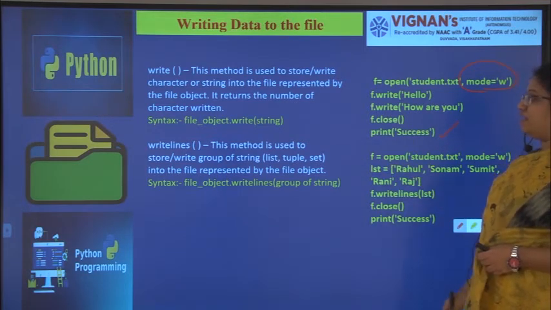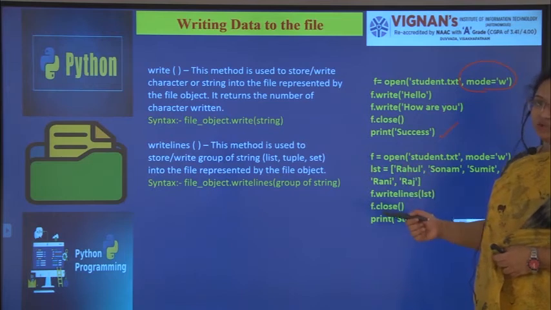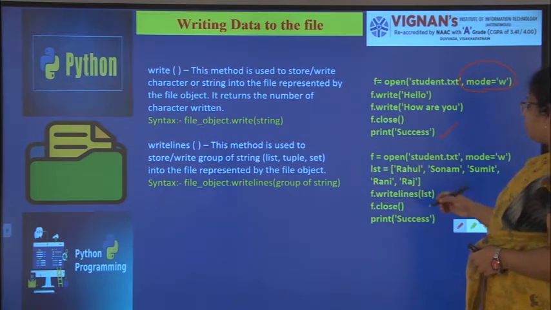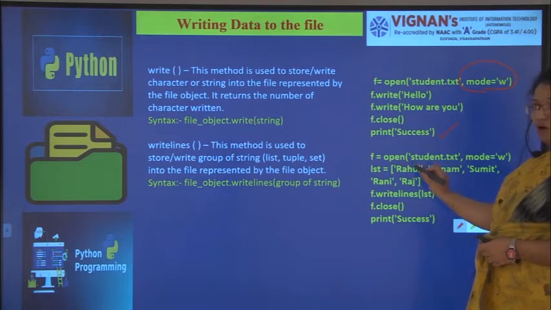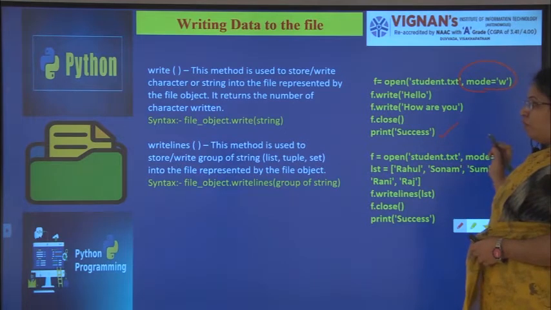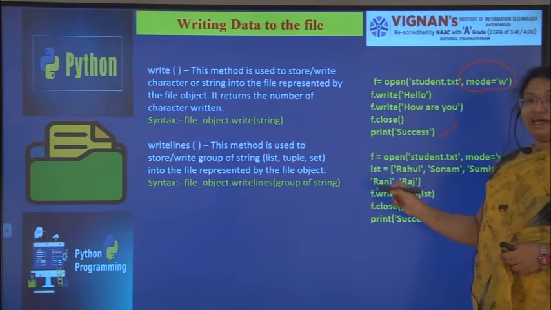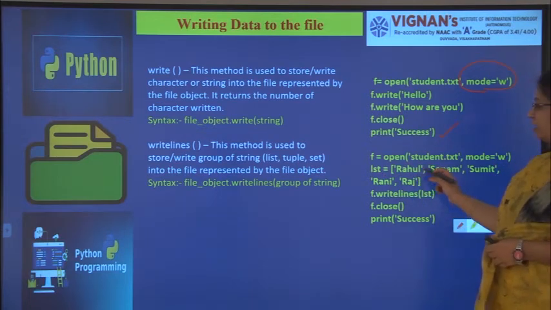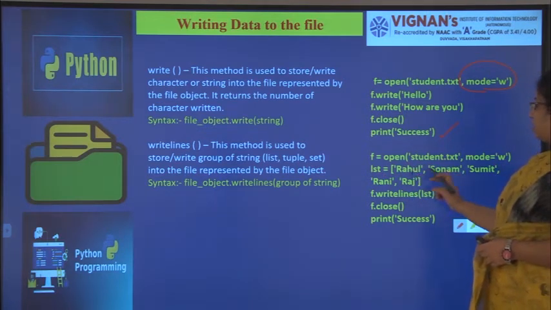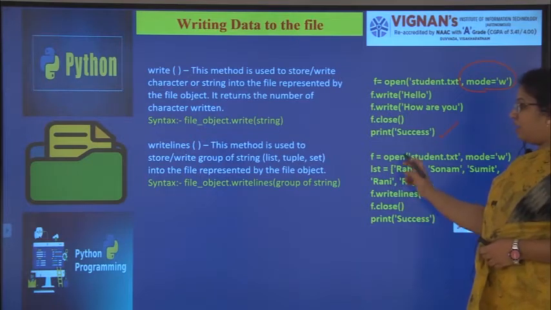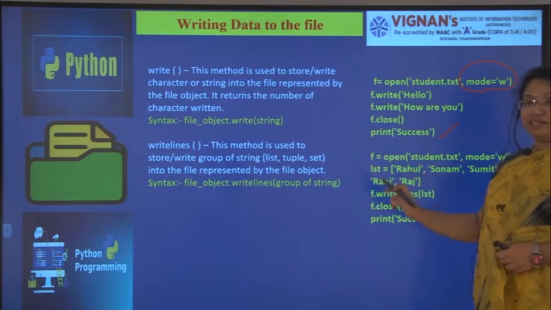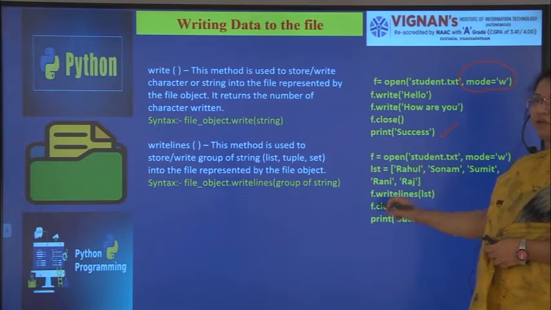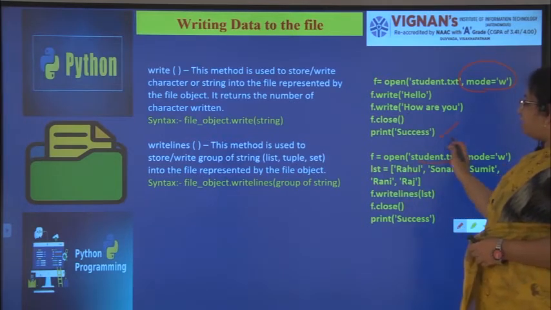Next, writelines. This method is used for storing tuples, lists and sets into the file. How do we use it? f is equal to open of the name of the file, with write mode, then you declare a list here. Let us consider the list contains some names like Rahul, Sonam, Sunit, Ravi and Raj. Now I want to use the writelines method: f dot writelines of list. Now the contents of the list will be placed in this student.txt file.